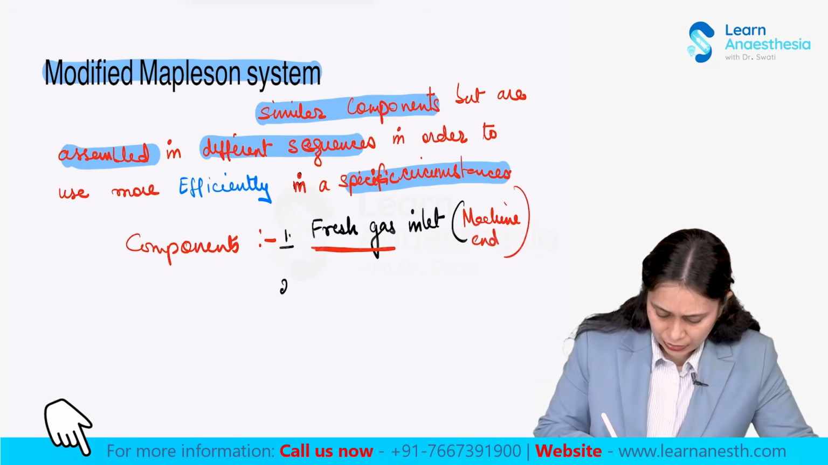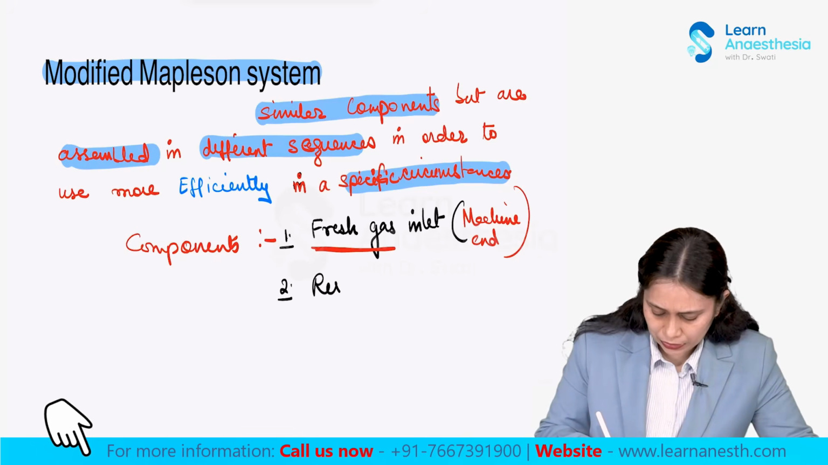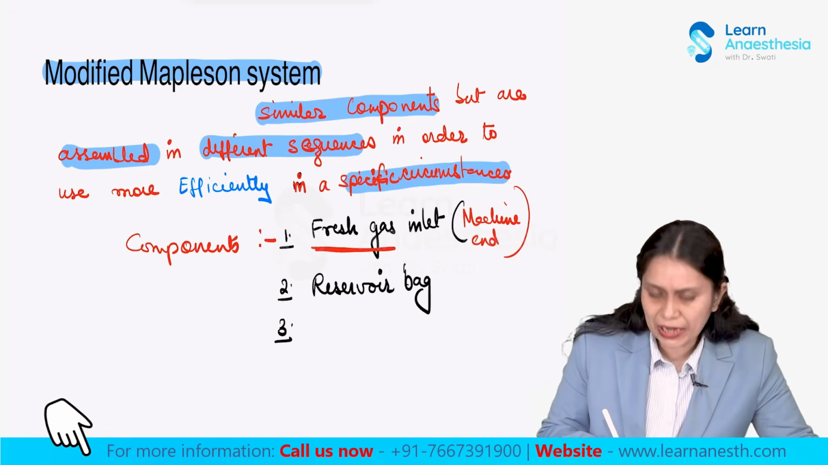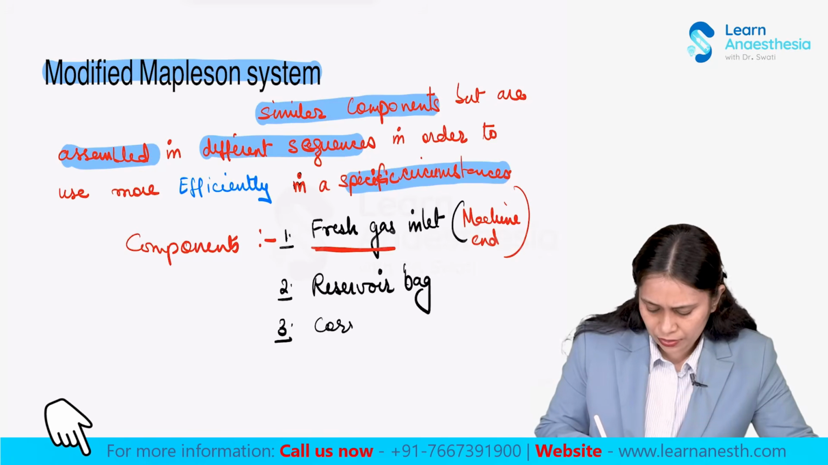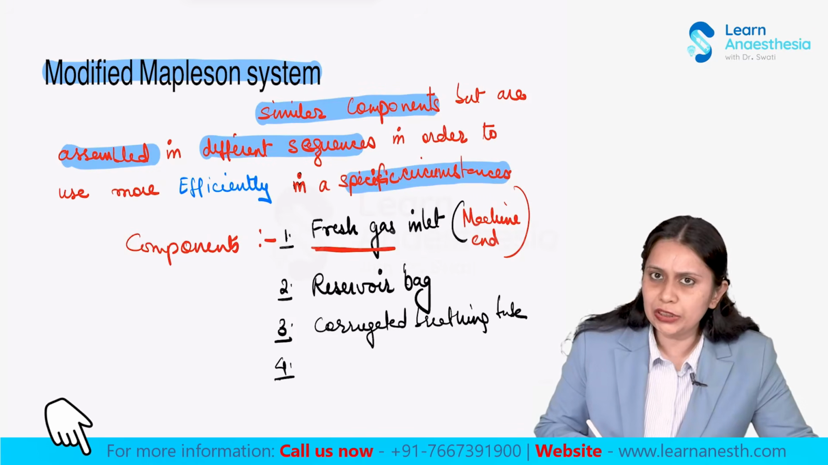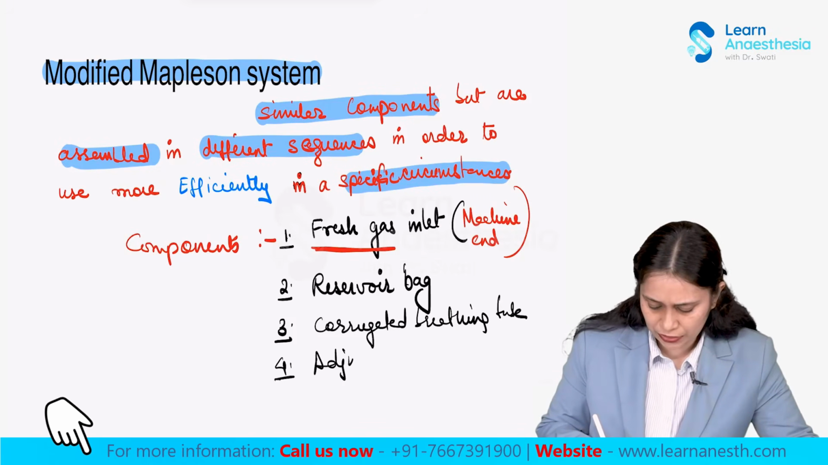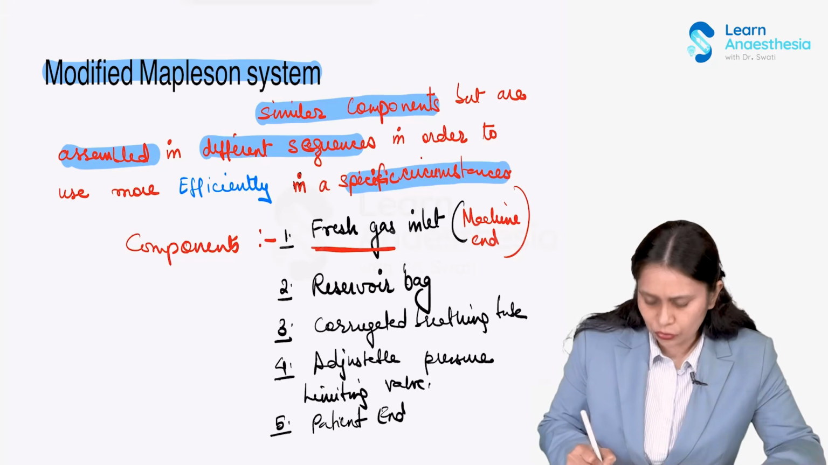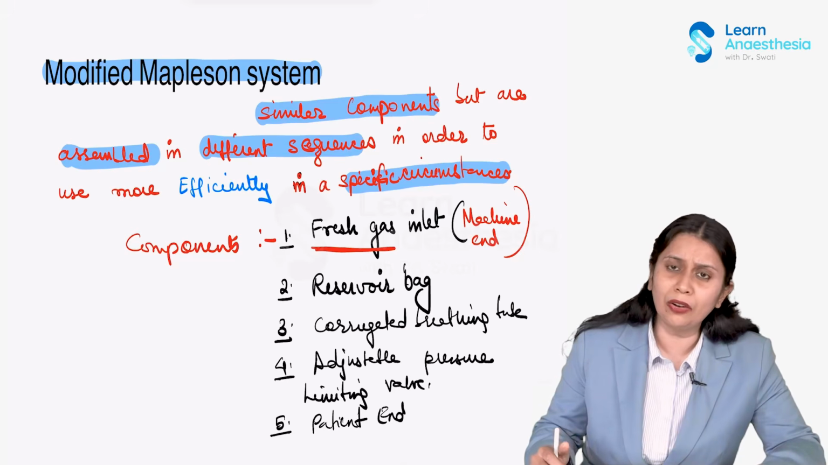The second part, as I told you, the reservoir bag. Third part, the corrugated breathing tube. The fourth part, the adjustable pressure limiting valve. And fifth is your patient end, the end which is attached to the patient. So, machine end, patient end. These are the two ends of the circuit.